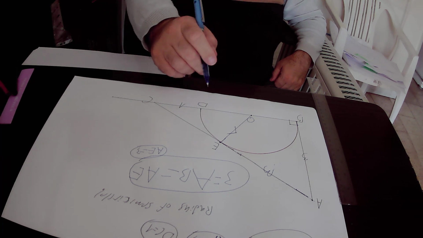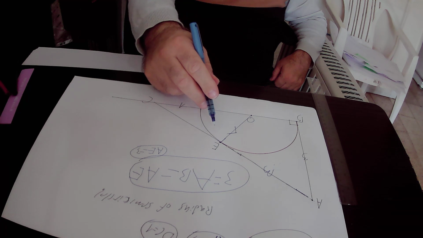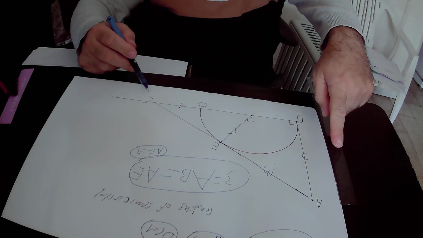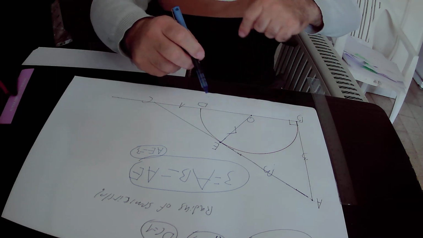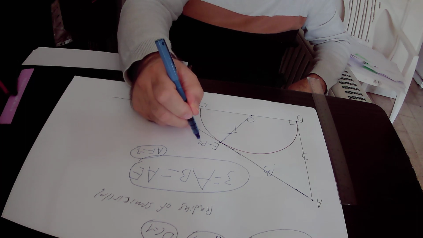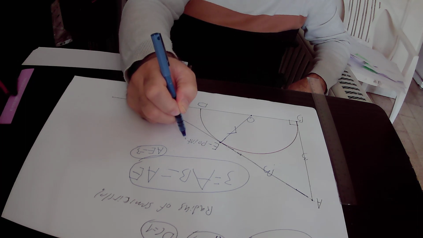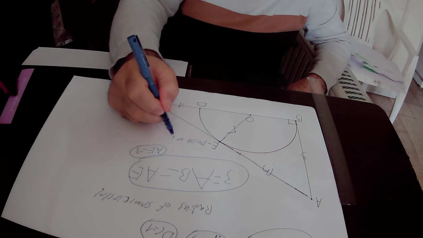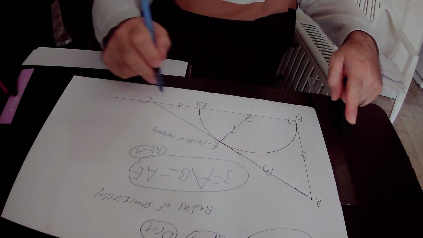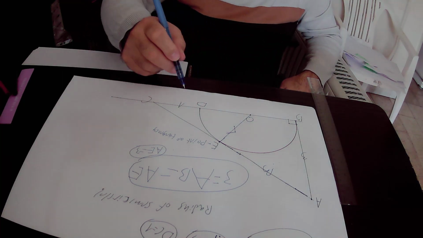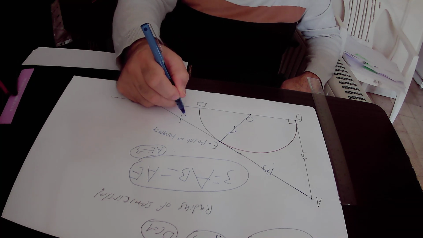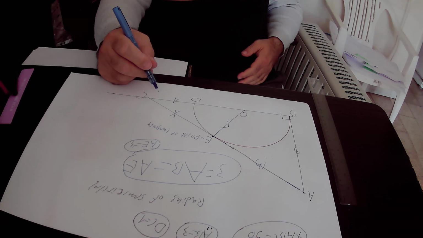Actually, point E is the point of tangency of tangent AC with this semicircle. Okay, write it down. It is point E, the point of tangency of tangent AC with this semicircle. We will define the size of EC as X. That is to say, EC equals X in its size.